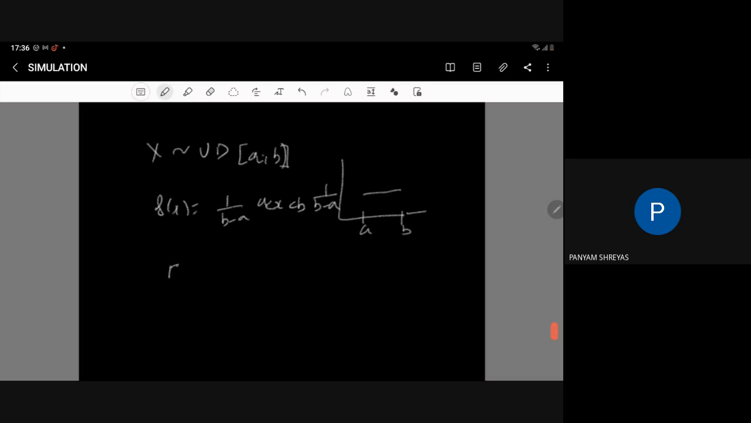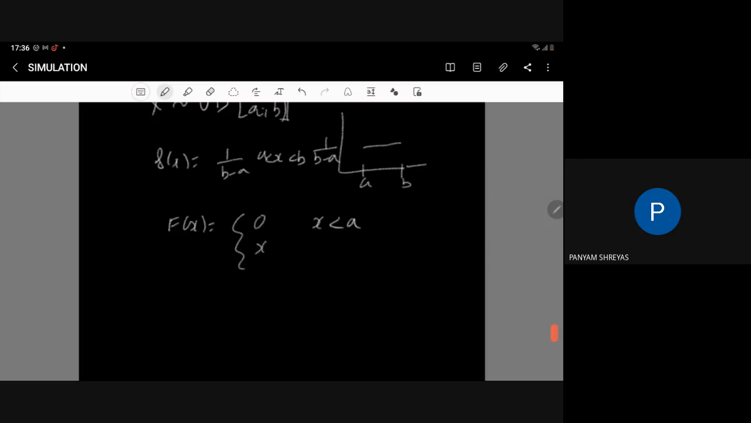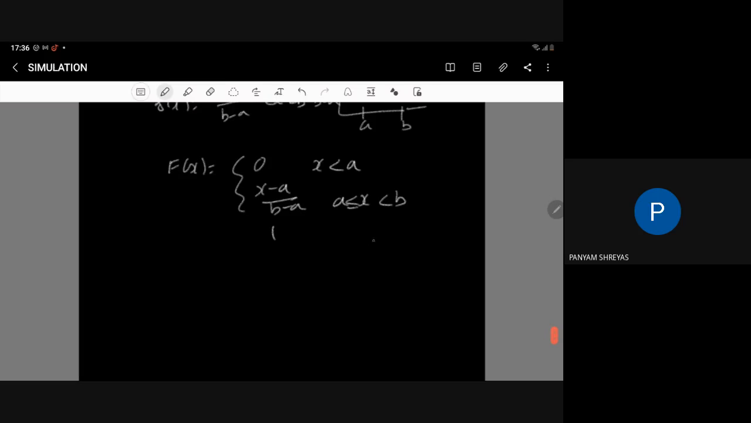So what is its CDF? The CDF is 0 when x is less than a. It is (x minus a) upon (b minus a) for x greater than a but less than b, and it is 1 for x greater than b. All the derivation we have covered in the introductory part of the probability theory.